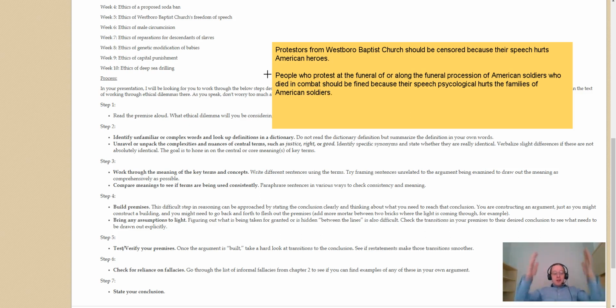Okay, so what I've just done is I worked through step 2 and 3. I identified unfamiliar words, made sure that I fully understood what I was talking about and how these words are used. I then worked through the meaning of these key terms and concepts. I considered them in different contexts. Right? I thought about the Westboro Baptist Church and protesters, and like, well, if I only make it protesters from the Westboro Baptist Church, then protesters from the New York City Baptist Church are allowed to make these protests. So I've expanded this out to be more specific with my language. I defined what I meant by censored.